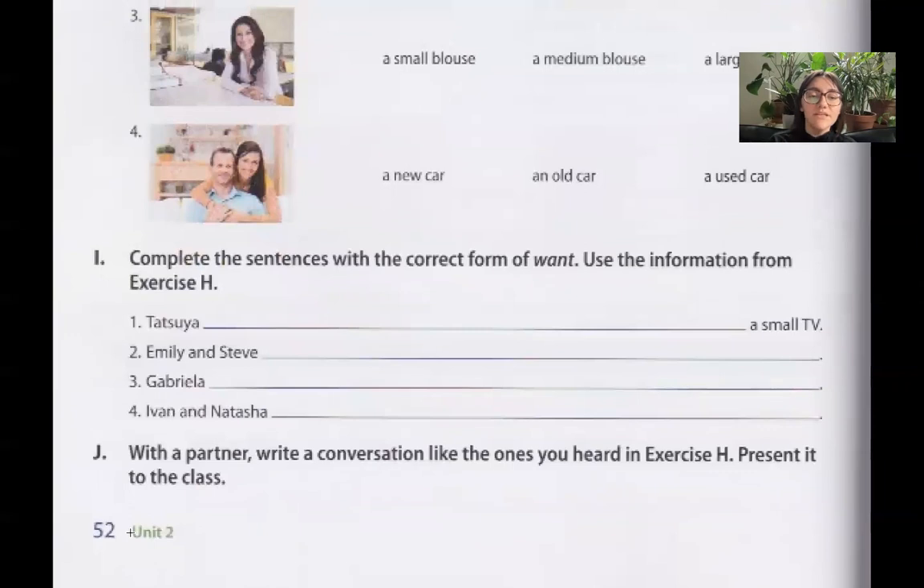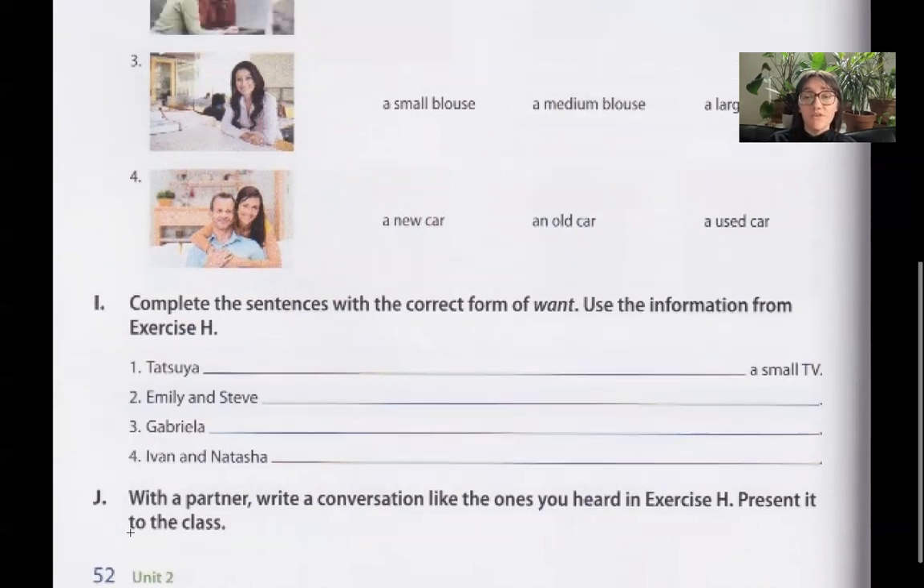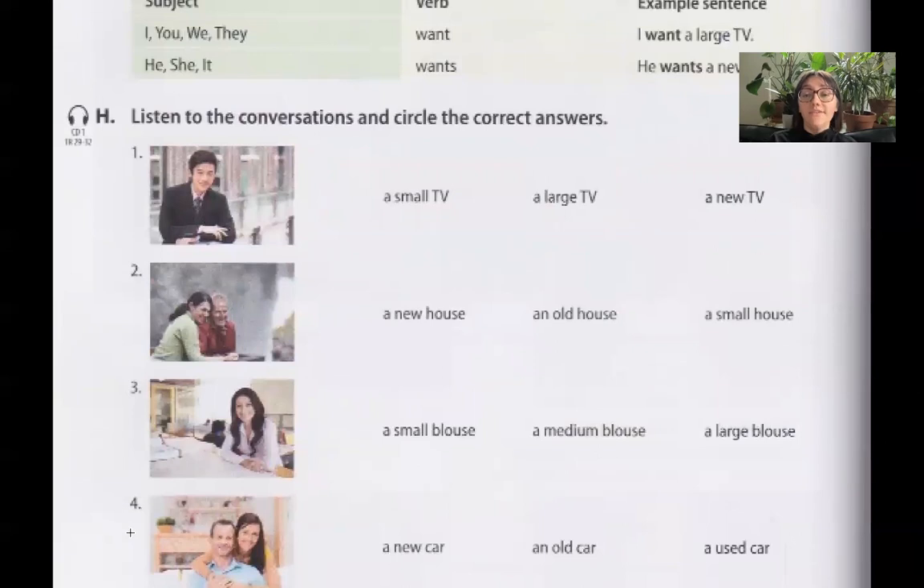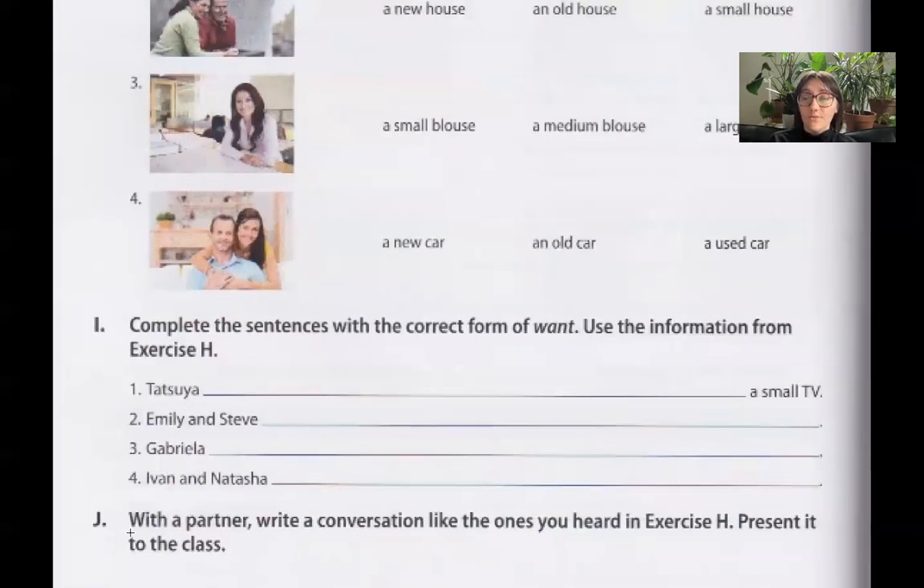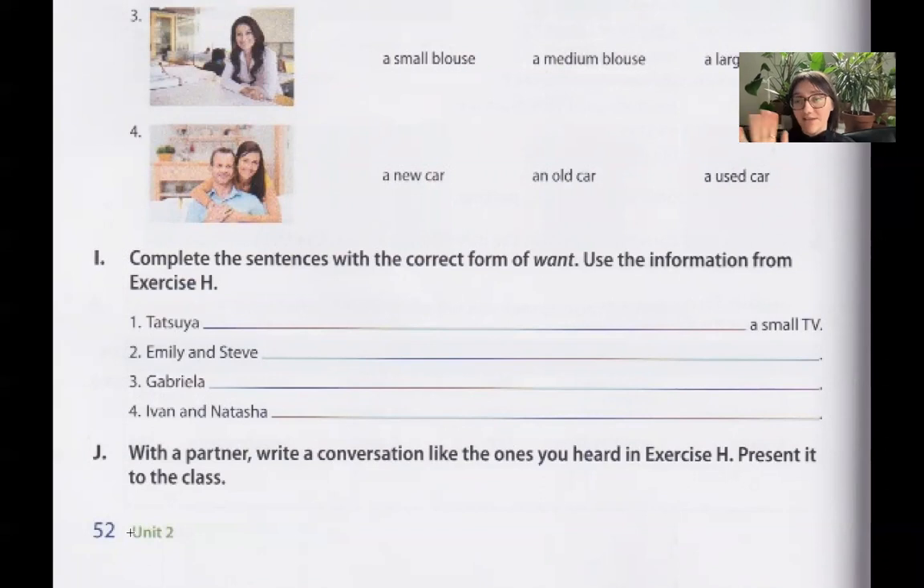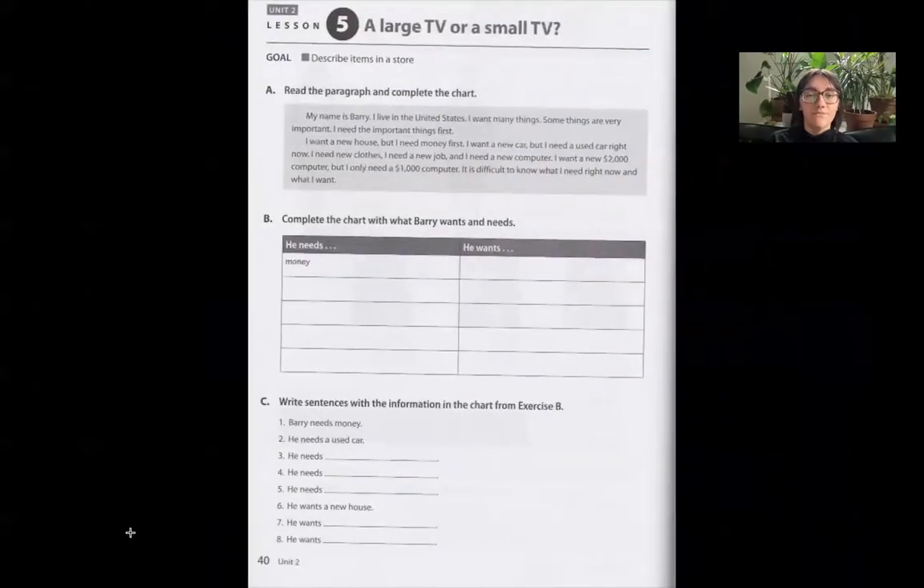Okay, the next part says complete the sentences for the correct form of want. Use the information from exercise H. So that's the one above. So I used vague pronouns, right? He, she, they. So you would try to write those into the sentences, right? So it says that the first person's name was Tatsuya. So Tatsuya wants a new TV, right? Oh, that one says it was a small, but anyways, we'll skip this again. We're not in class, so it's kind of hard to do.